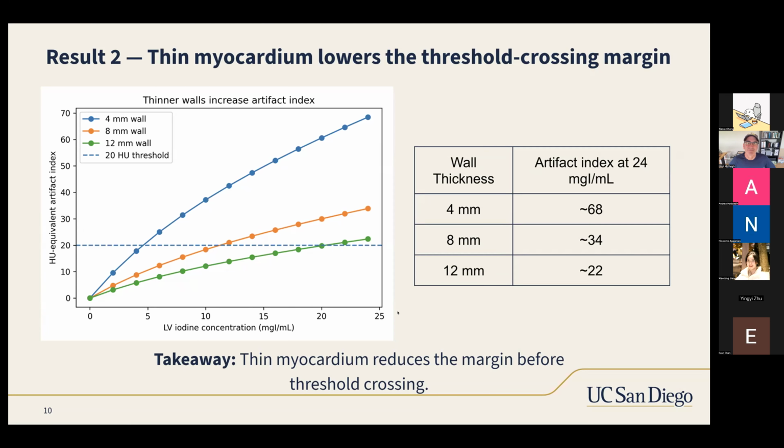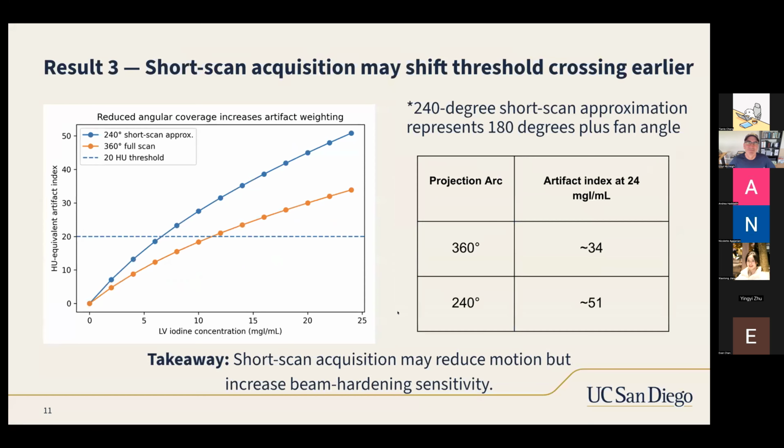the defect-like threshold. And besides the wall thickness, as our professor has mentioned, the projection angle will also have some effect in the simulation and also in real CT. So we tested the projection angle coverage for the third result. In cardiac CT, the short scan acquisition is often used to reduce motion. We approximated 180 degrees plus a fan angle as 240 degrees in this example, and compared that with a full scan of 360 degrees.